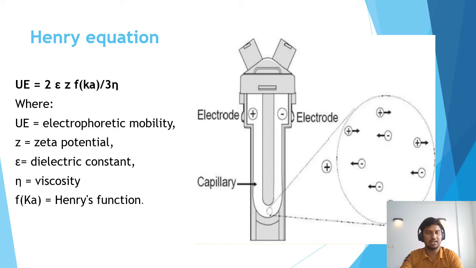The Henry equation gives a relationship between electrophoretic mobility and zeta potential, which is UE equals 2 epsilon z f of ka by 3 eta, where UE is electrophoretic mobility, z is zeta potential, epsilon is the dielectric constant, eta is viscosity, and f of ka is Henry's function.